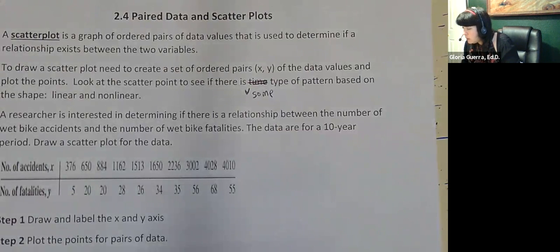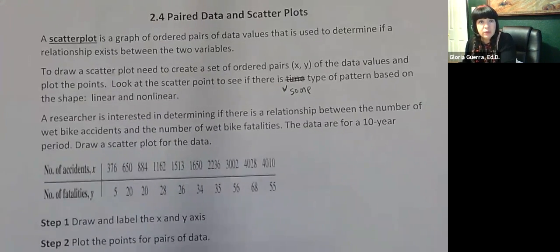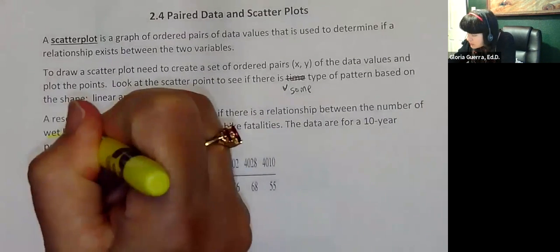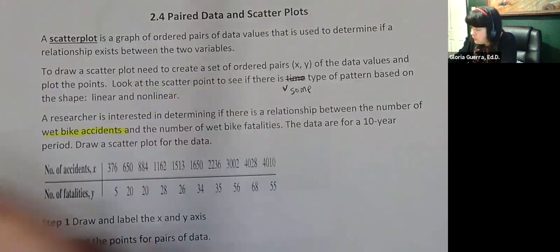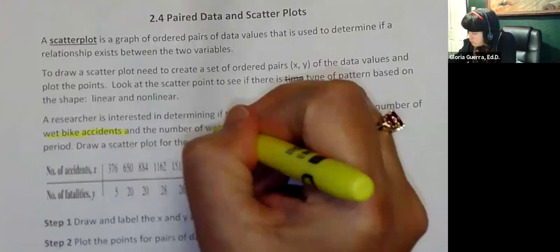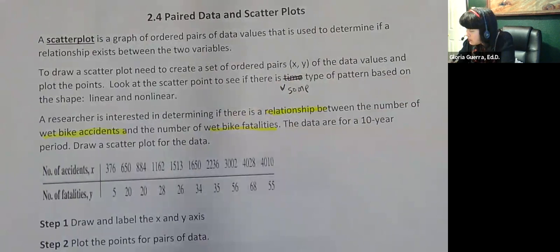Here we have one problem that mentions researchers interested in determining if there's a relationship between the number of wet bike accidents, so that's not a motorcycle, we're talking about bicycles, right? Wet bike accidents and the number of wet bike fatalities. So there's a relationship. The data are for a 10-year period. Draw a scatter plot for these data.